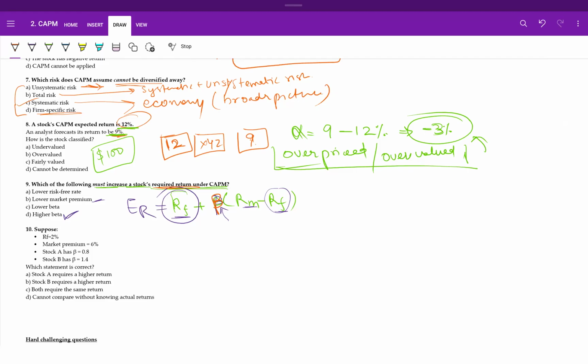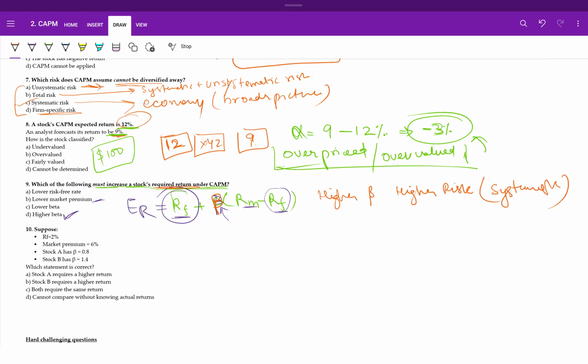So higher beta, not B, but beta. Higher beta means higher risk also. Systematic risk.